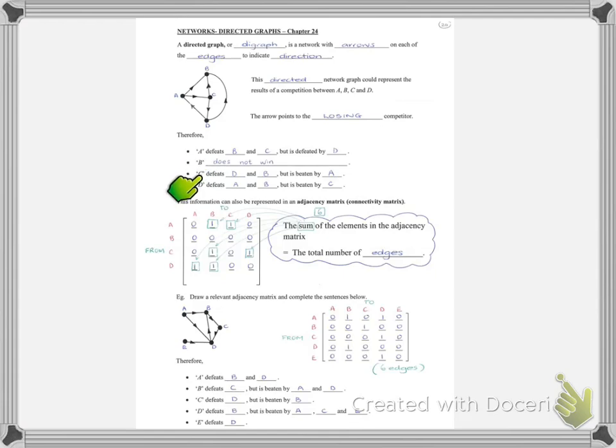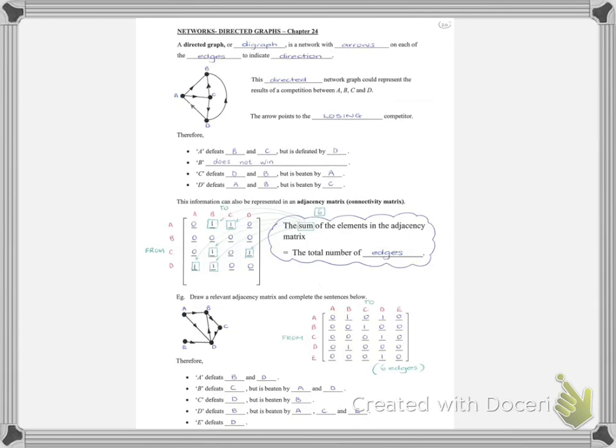And likewise C is defeating D down here, and it's also defeating B if we loop around here. However, C is beaten by A. So we can see here that A beats C.